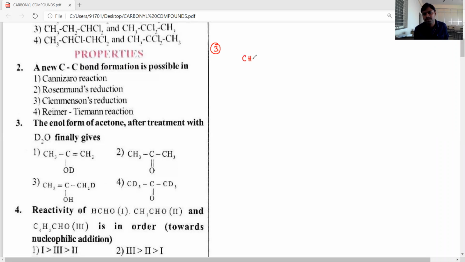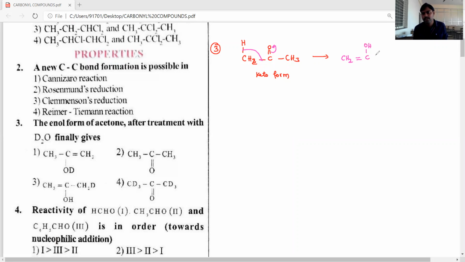Acetone enol form, CH3-C(OH)=CH2. Acetone is the keto form. Keto-enol tautomerism: what is keto-enol tautomerism, dear students? Keto-enol tautomerism is nothing but a hydrogen atom shifting from an sp3 carbon to the carbonyl oxygen, and the hydrogen moving from the OH group to the adjacent sp2 carbon is known as keto-enol tautomerism. Keto forms are always more stable when compared to enol forms.